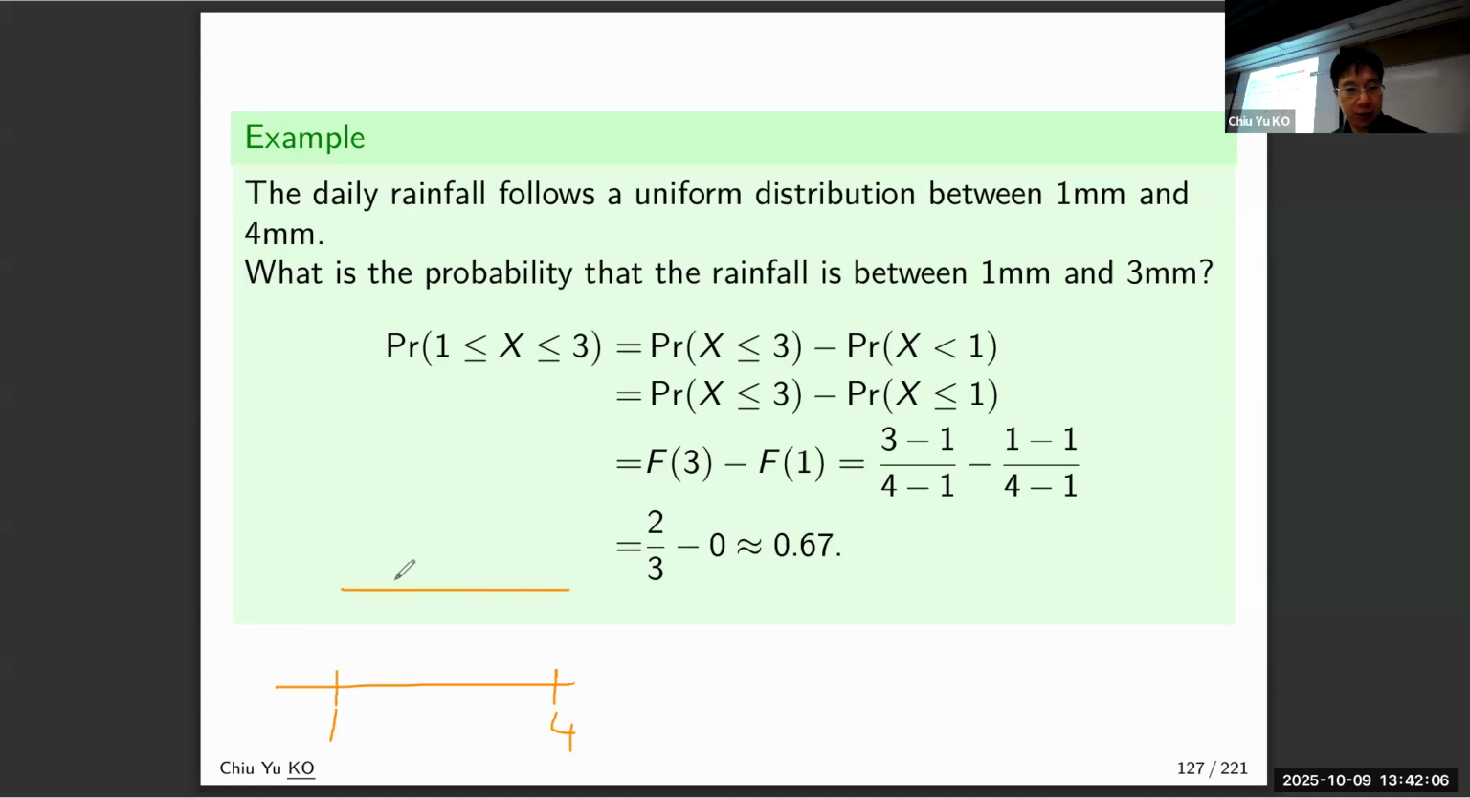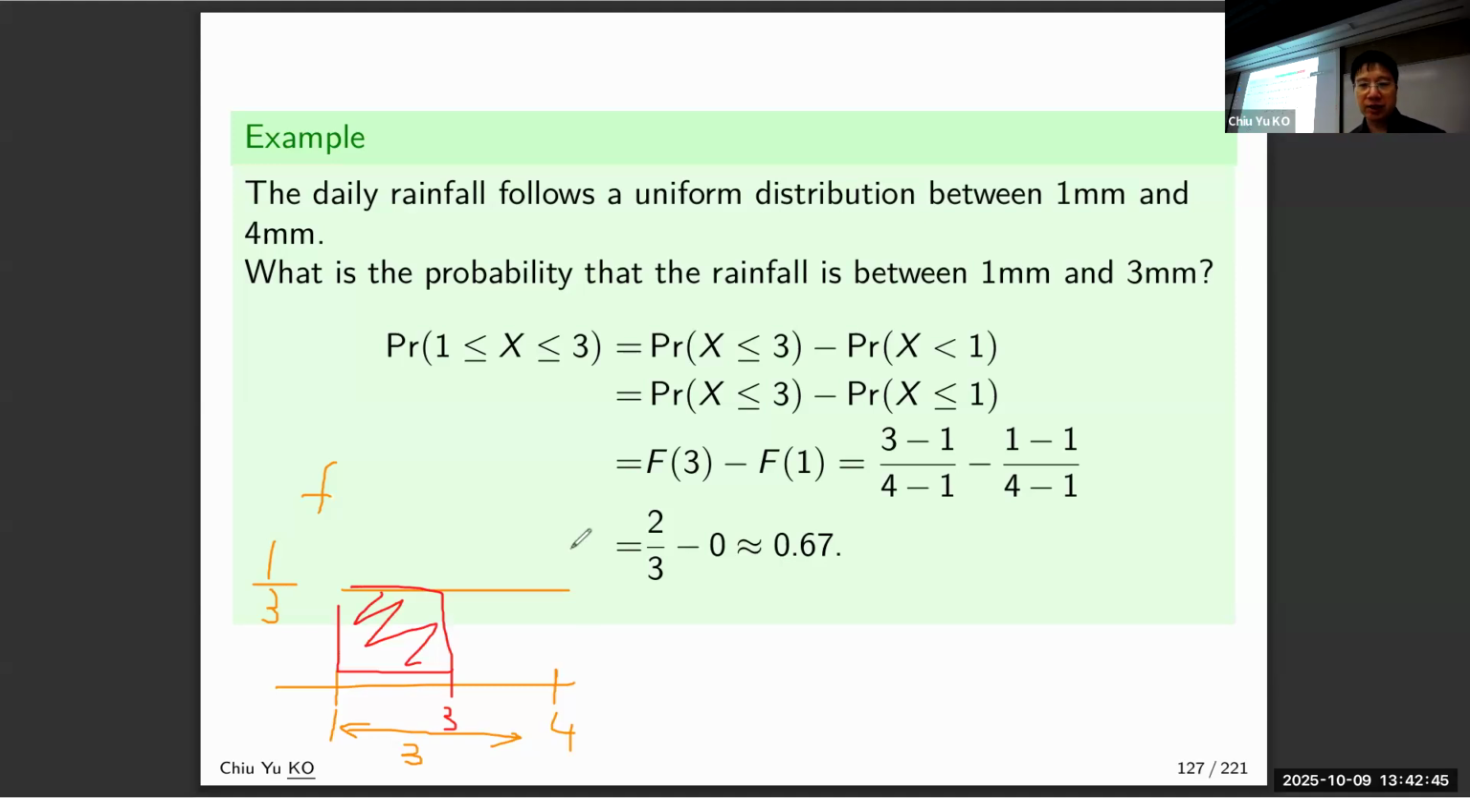And the height is 1/3. Why? Because this distance is 3, right? Say for the area, the height is f. For this small f, the total area must be 1, right? The base is 3, so the height must be 1/3. And if you want the probability between 1 and 3, that means the area between 1 and 3 is this area. The base is 2, the height is 1/3, so it is 2/3, right?